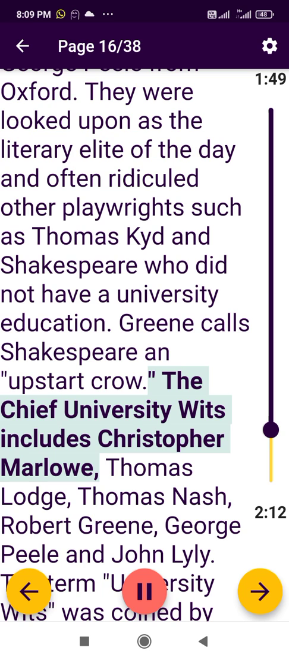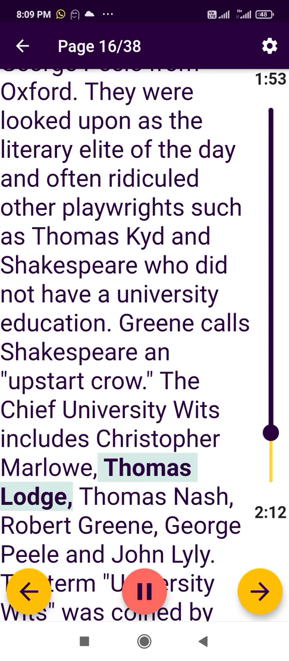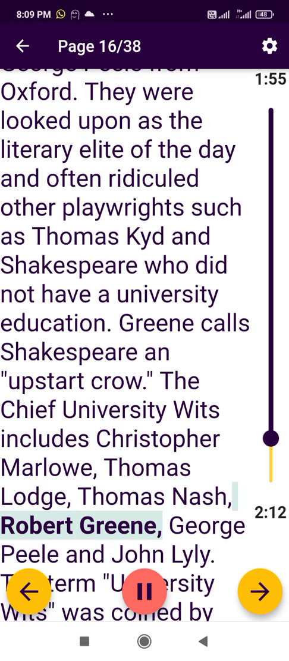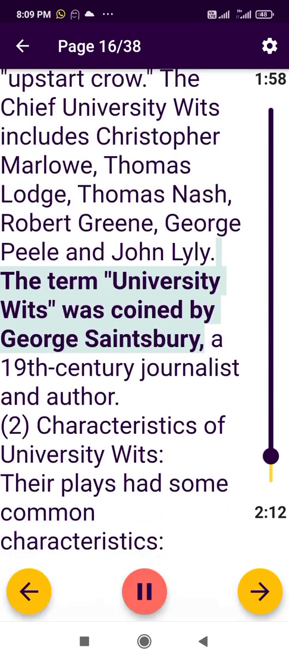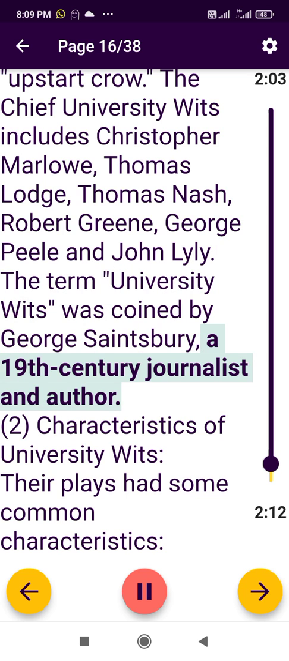The chief university wits include Christopher Marlowe, Thomas Lodge, Thomas Nash, Robert Greene, George Peale, and John Lyly. The term, university wits, was coined by George Saintsbury, a 19th century journalist and author.